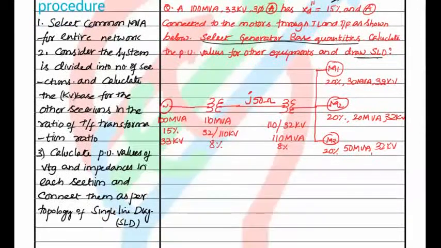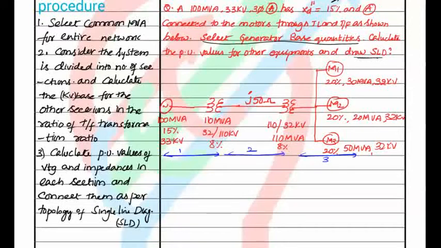So here we will divide into three sections. This is section number 1, from here to here, until the transformer is in, section number 2, and from here to here till the load is section number 3. We have divided. So based on the transformation ratio, we are going to calculate the base voltages, calculate the per unit values of voltage and impedances for each section, and connect them as per the topology to get the single line diagram.